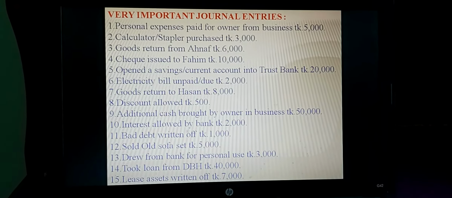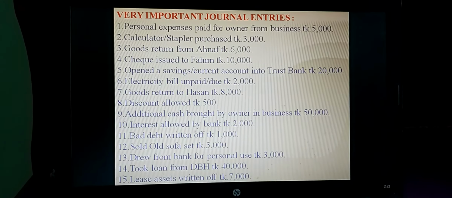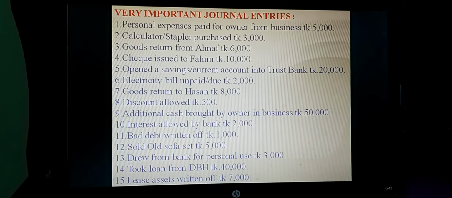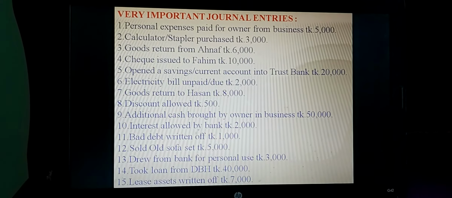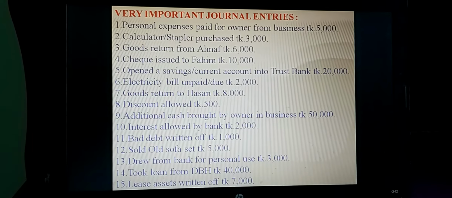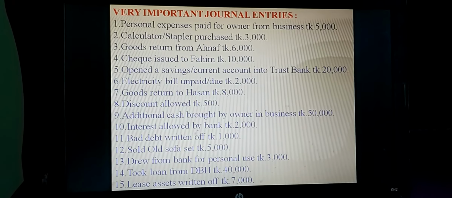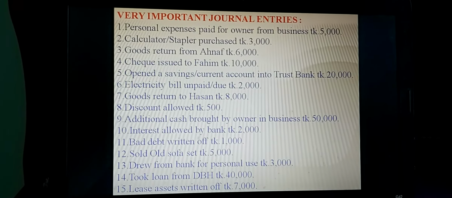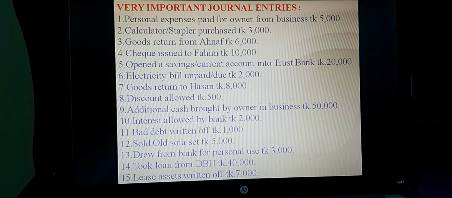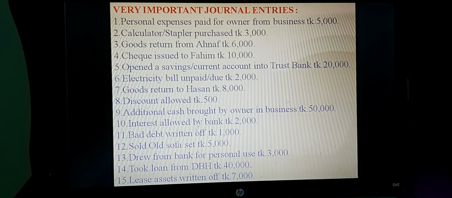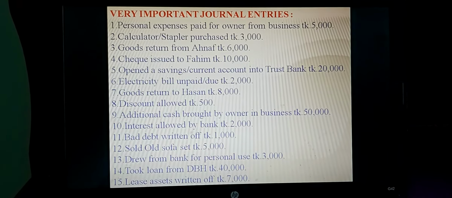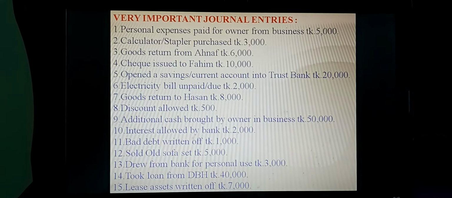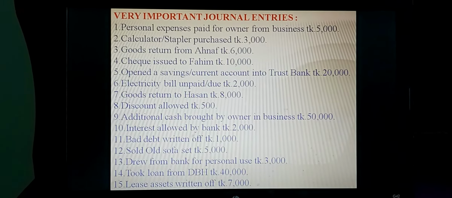But how to write for journalizing this entry? Okay, write down in your copy correctly. Provision for bad debt account debit, accounts receivable credit. I'm telling again, provision for bad debt debit, accounts receivable credit, or debtors credit. I think you have written your copy the correct way.